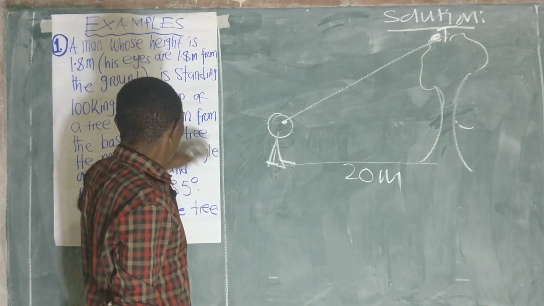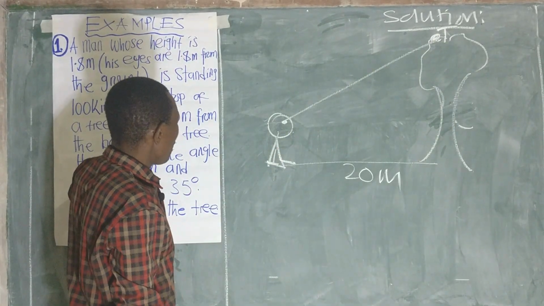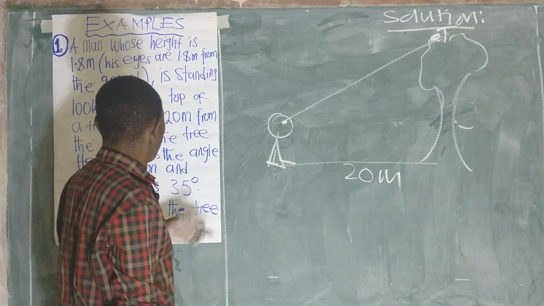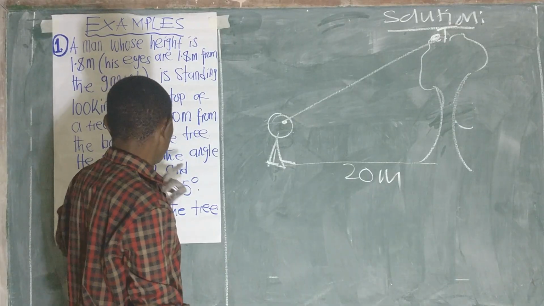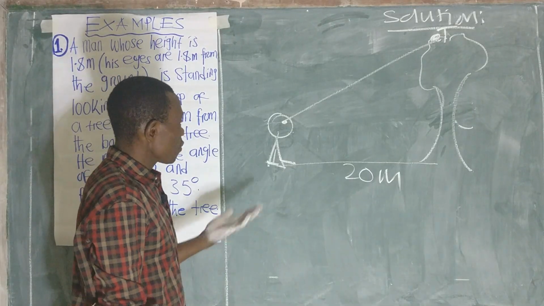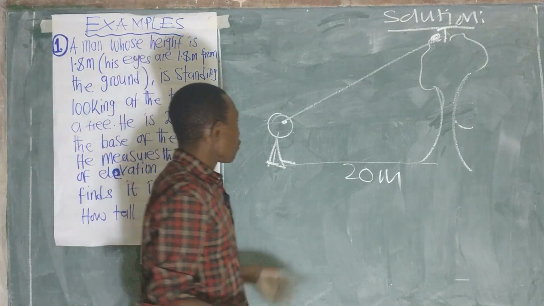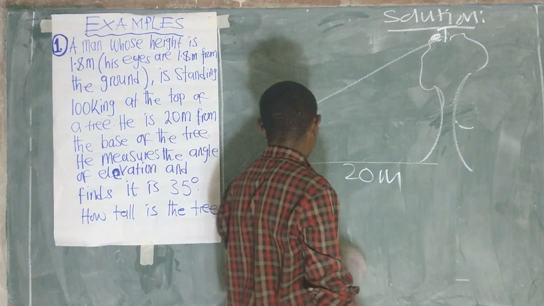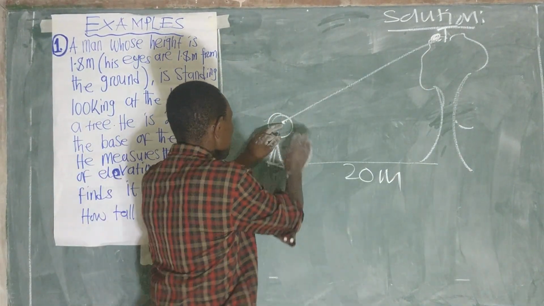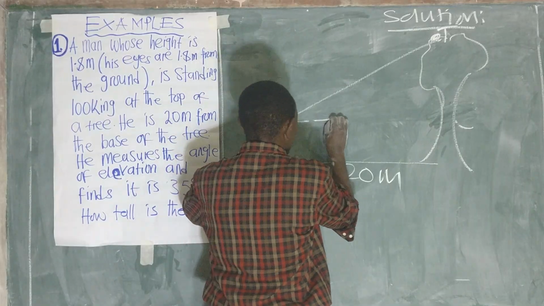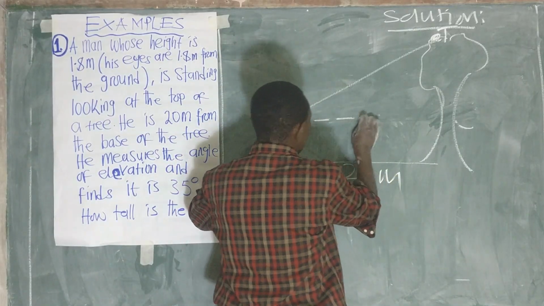See that? Underneath, they say the angle of elevation of the top of the tree is 35. The angle is always formed between two lines. One is the line of sight, and the other line is the original line when that man is not interrupted.